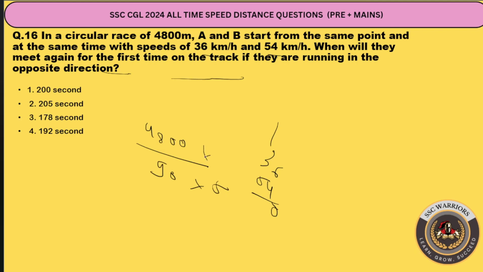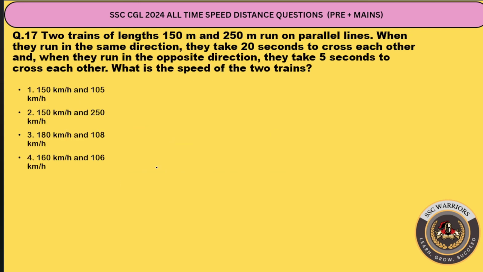Now converting into meter per second, that is 5 by 18. So 18 5s, and 5 5s are 25, 4 times... 32, 116, 192 seconds. Next, two trains of length 150 meters and 250 meters run on parallel lines.